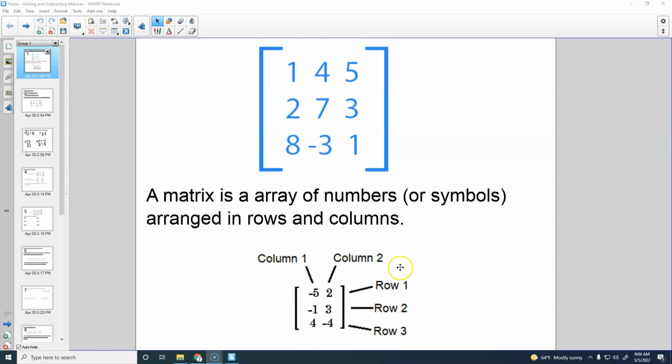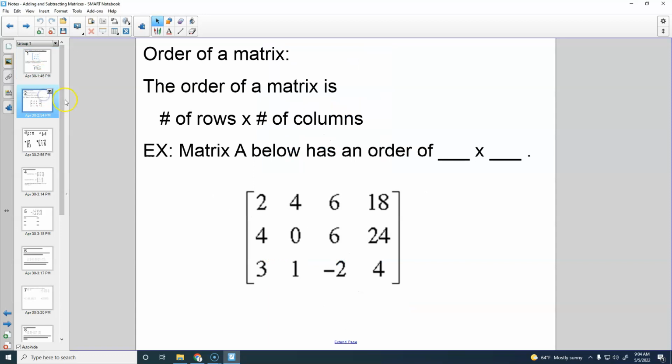Here, some terminology that you must know. The order of a matrix is going to be really important, especially when we get to multiplying, which we might start at the end of class today, or we'll do it at the beginning Monday. The order of a matrix is the number of rows by the number of columns. Rows always come first, columns are second.